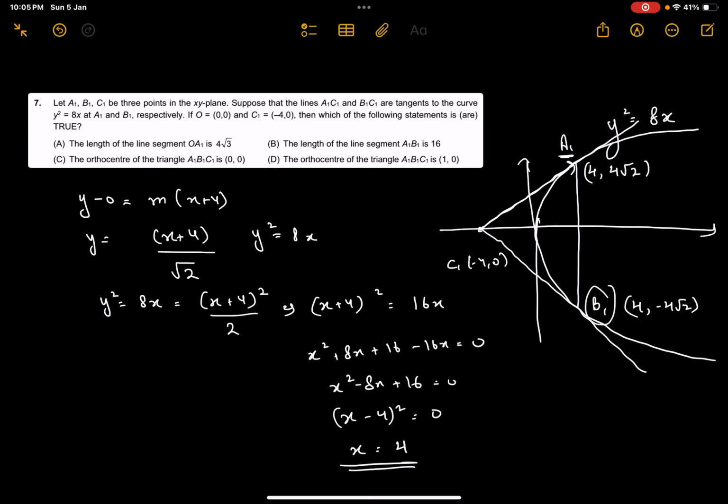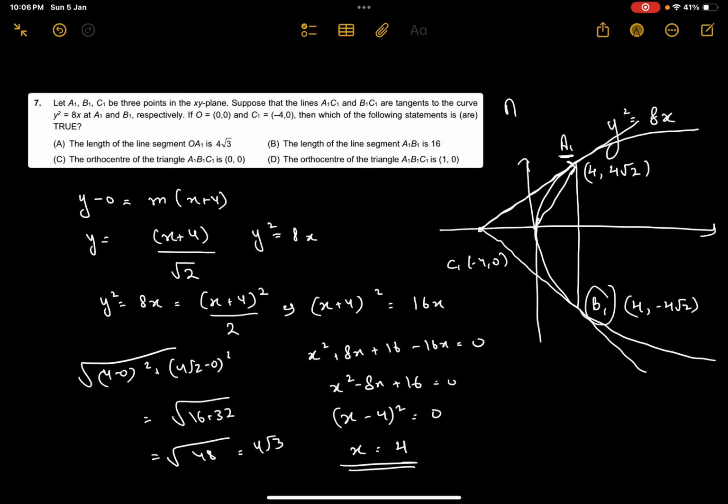Now let's move to the options. A is the length of line segment OA1, which is origin, and A1 is 4 root 3, which is correct. Under root, the distance of A1 from origin is 4 minus 0 squared plus 4 root 2 squared, which is under root 16 plus 32, which is root 48, 4 root 3. So option A is correct. The B option is length of line segment A1 B1 is 16. No, it is 4 root 2 minus minus 4 root 2, which is 8 root 2.